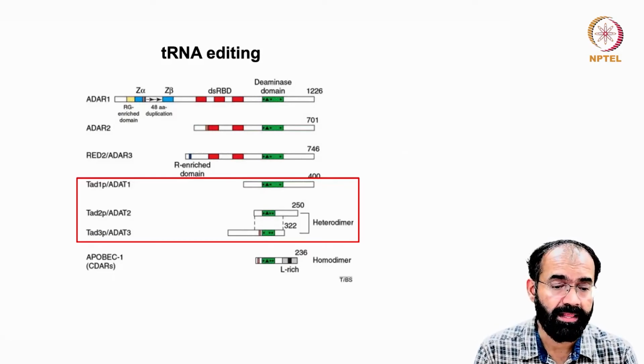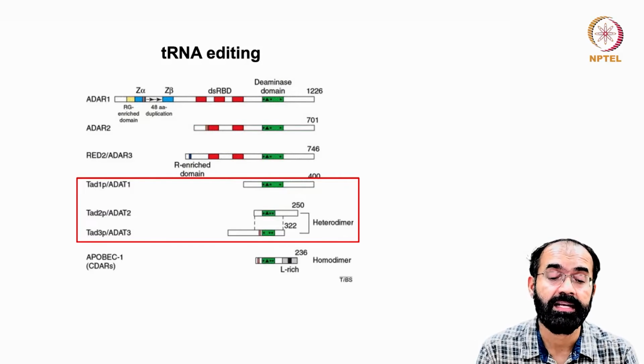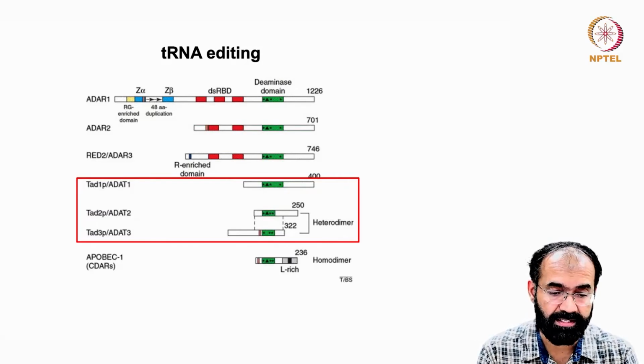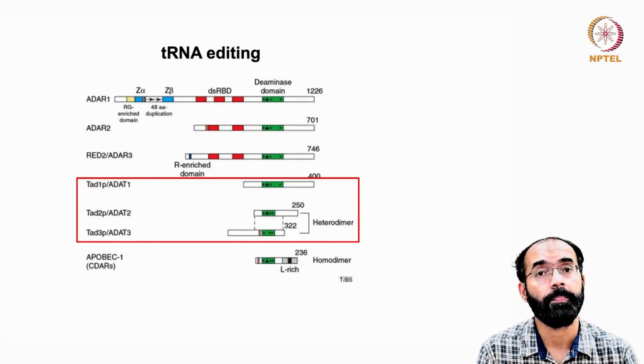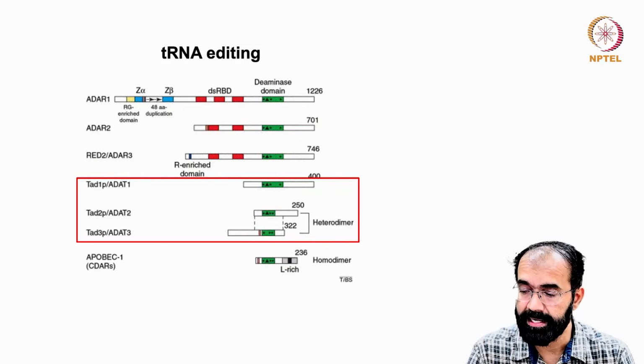Let us see another example. ADAR1 is one of the enzymes, as you are able to see, causing editing. We are now going to understand the tRNA editing enzymes. Some, like ADAR1 and ADAR2, etc., are involved in mRNA editing, whereas some examples we are seeing here are meant for tRNA editing.